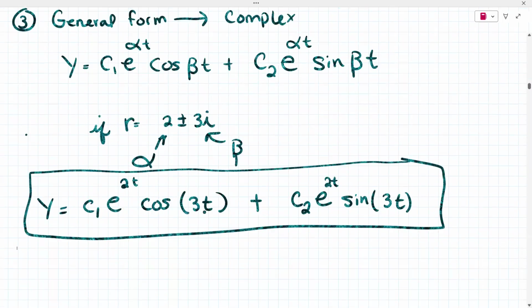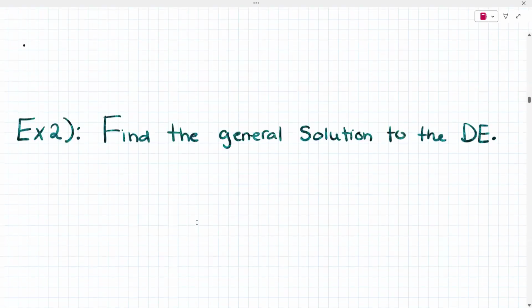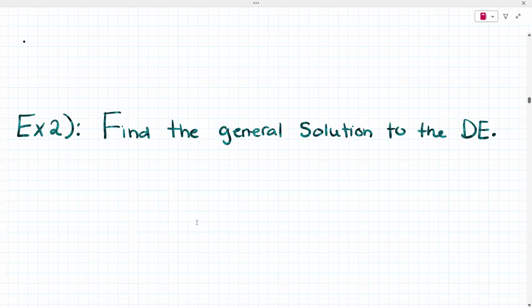Okay, let's move on to example 2. Okay, example 2 says find the general solution of the differential equation, and I did not give you the problem. I'm going to give it to you right now. So it is 4y double prime plus 2y prime plus 37y equals 0. Okay, step 1, put it in the characteristic equation.